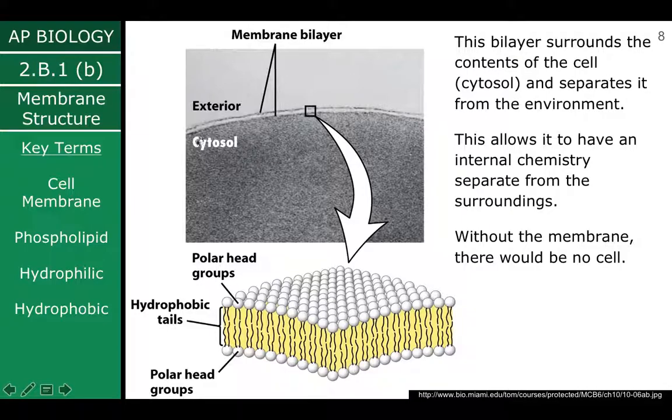This word cytosol is probably newer to you, but cytosol is part of the cytoplasm. Know that they're very similar, but not the same. This allows this internal part of the cell to have a separation from the surroundings. Without this membrane, there would be no cell because it would all just be the same thing.